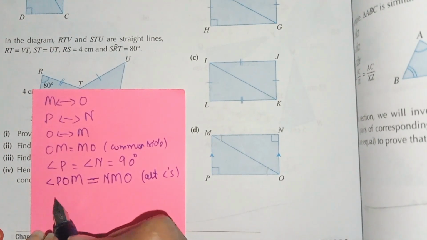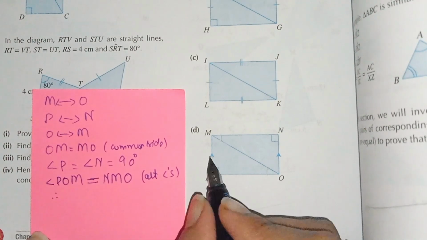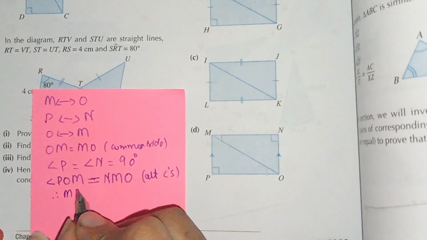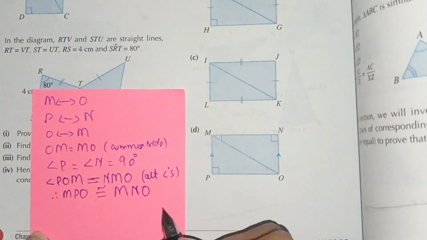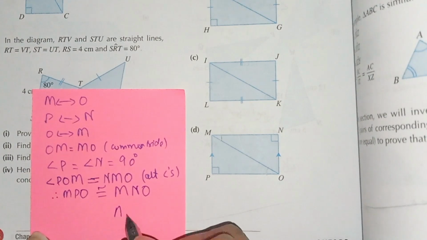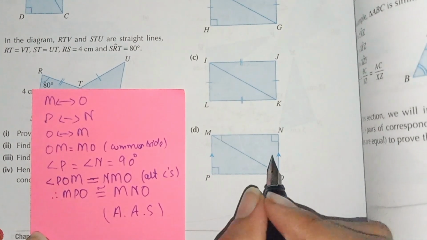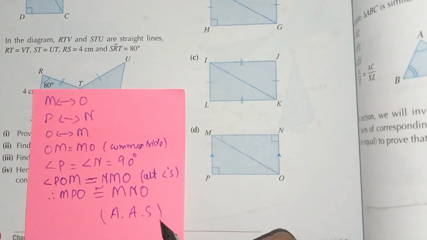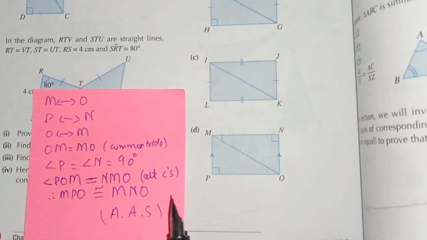Now students, the triangles are congruent to each other. Which triangles? Triangle MPO is congruent to triangle MNO. And which test is applied on it? Angle-angle-side. Two angles and one side are equal, and this we proved in this congruency test. And now both triangles are congruent to each other.